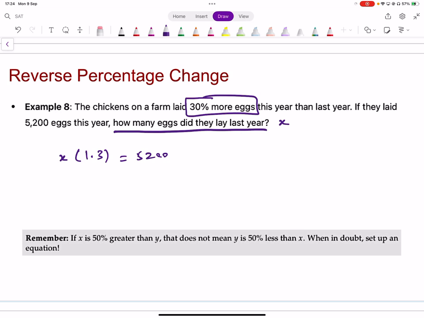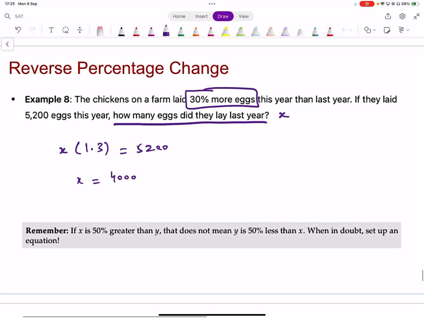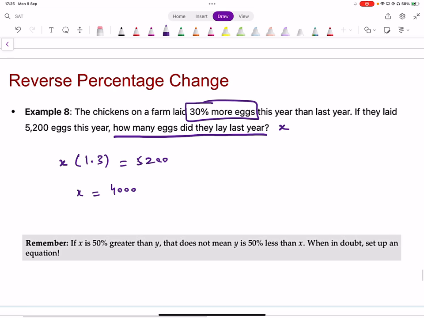In this case, the original amount was unknown, right? We did not know the starting point. So we called that X and we said X should be increased by 30%. That means X into 1.3. That should give you 5,200. And you can find the value of X from this. What's that? Exactly 4,000? Okay, so X is 4,000. That's what the number of eggs was last year. Okay? Now, this is important to remember from this example.